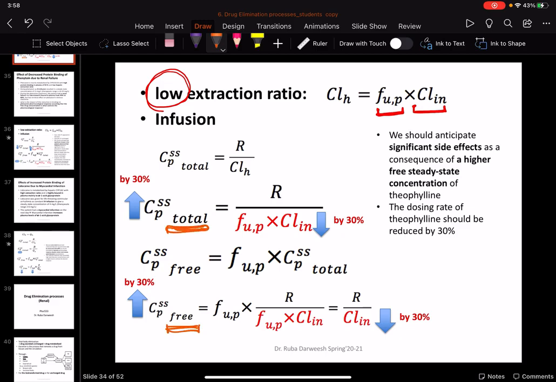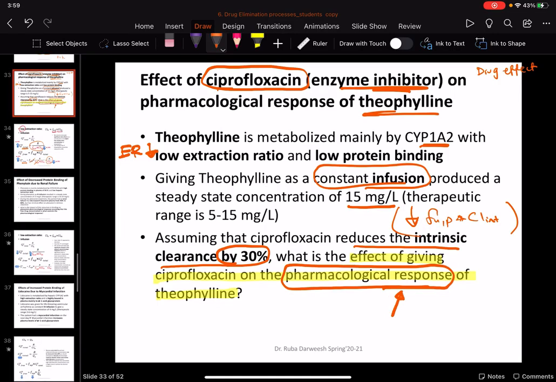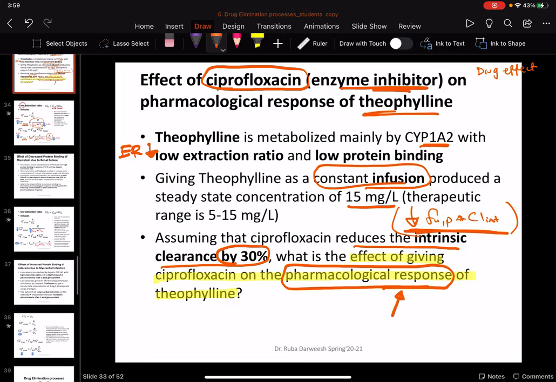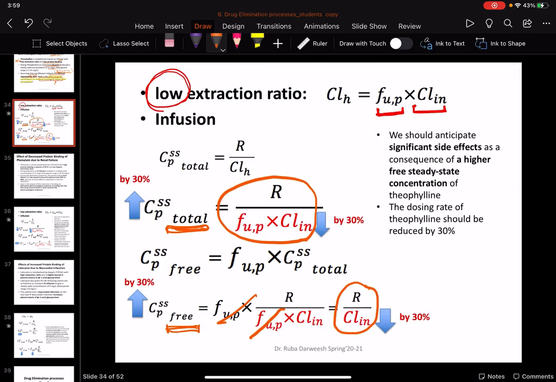And we know, according to whatever we have, if this goes with this, then this is our final for the free, and this is our final for the total. The effect, according to the question, is that the ciprofloxacin would decrease the intrinsic clearance. So accordingly, this would be decreased by 30%, so this would be increased by 30%. Accordingly, according to the information that you have, one, the total measured concentration is expected to increase by 30%.